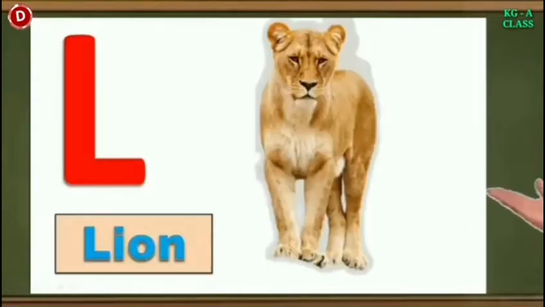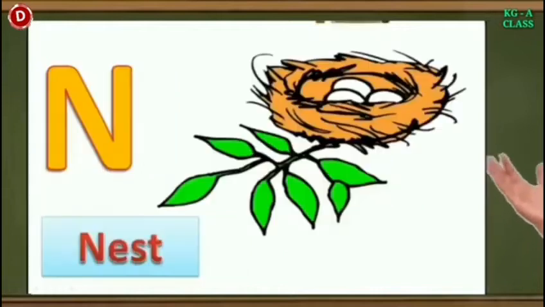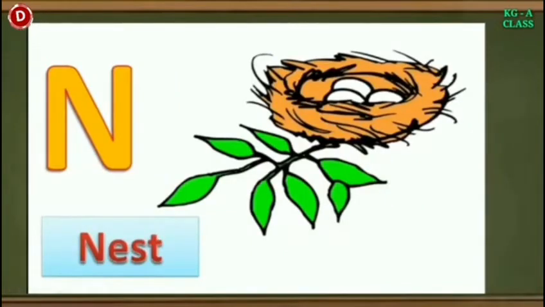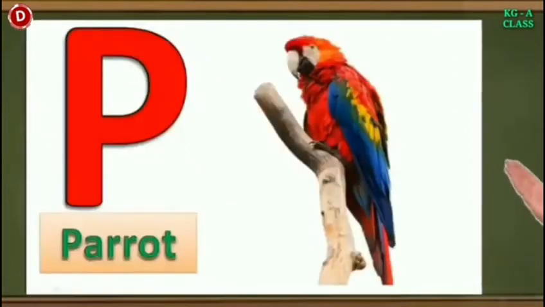Next letter is L. This is L. L for lion. Now comes M. M for mango. Summer is the season of mango. Now comes N. N for nest. The bird lives in a nest. Children, this is O. O for orange. Now comes P. P for parrot. Children, the next letter is Q. Q for queen.